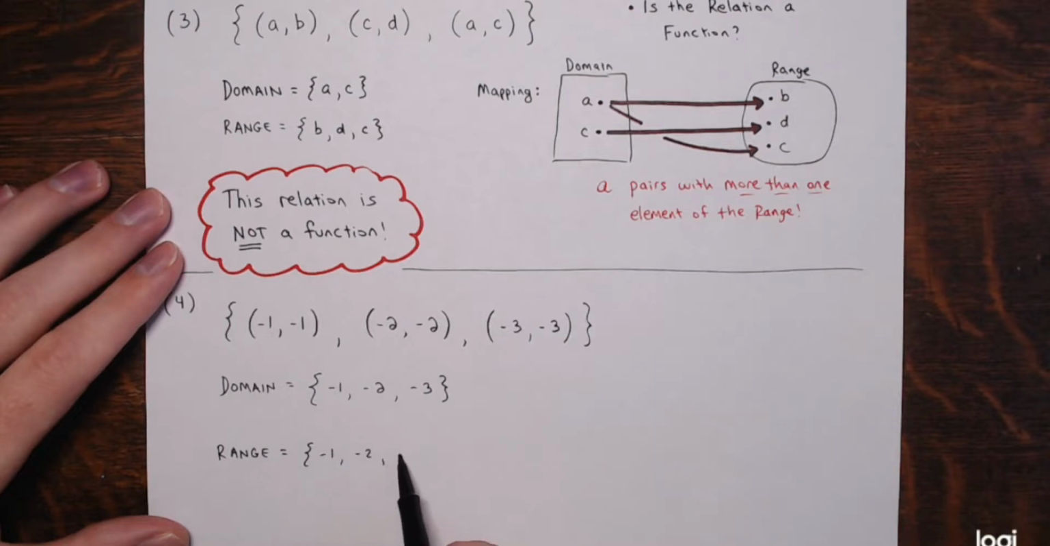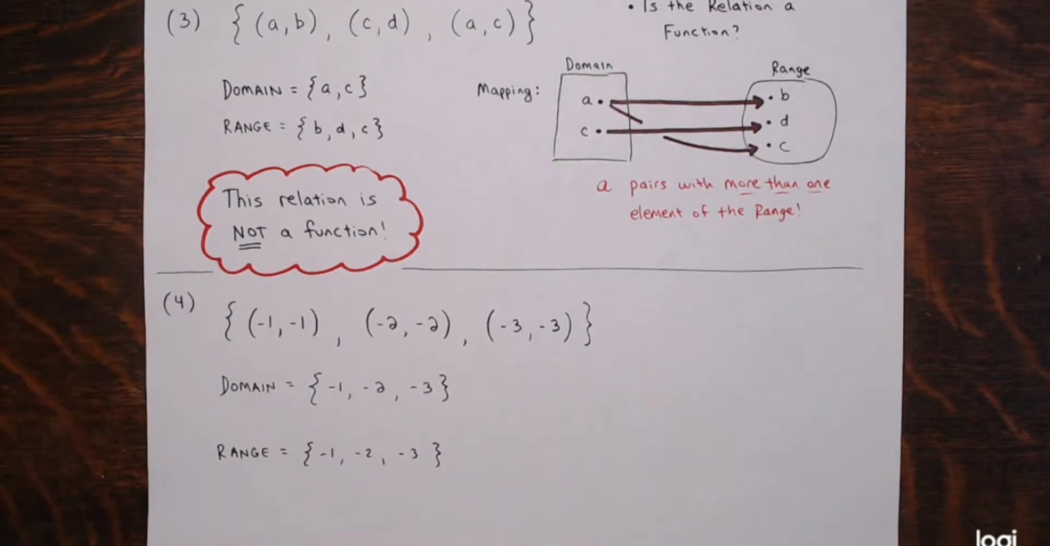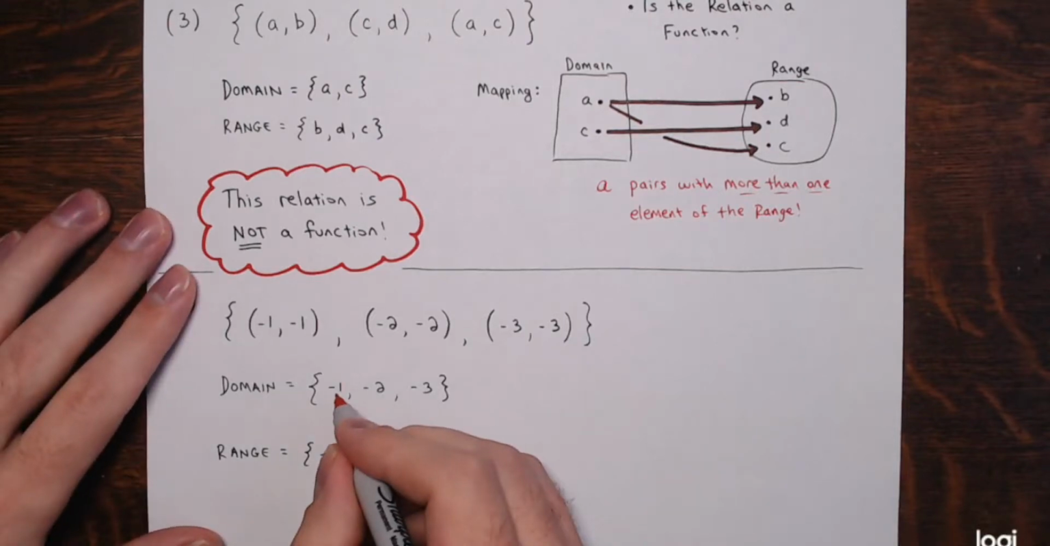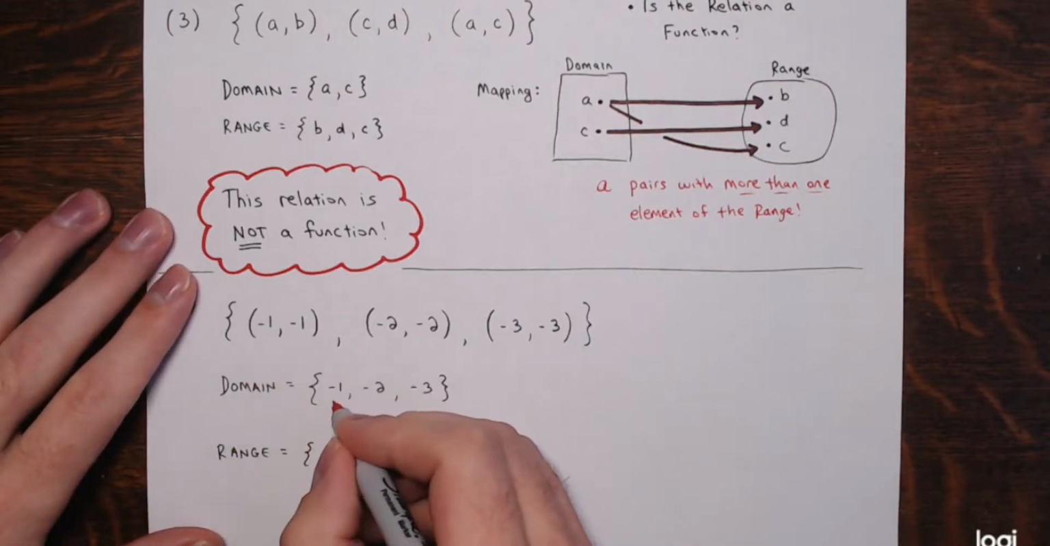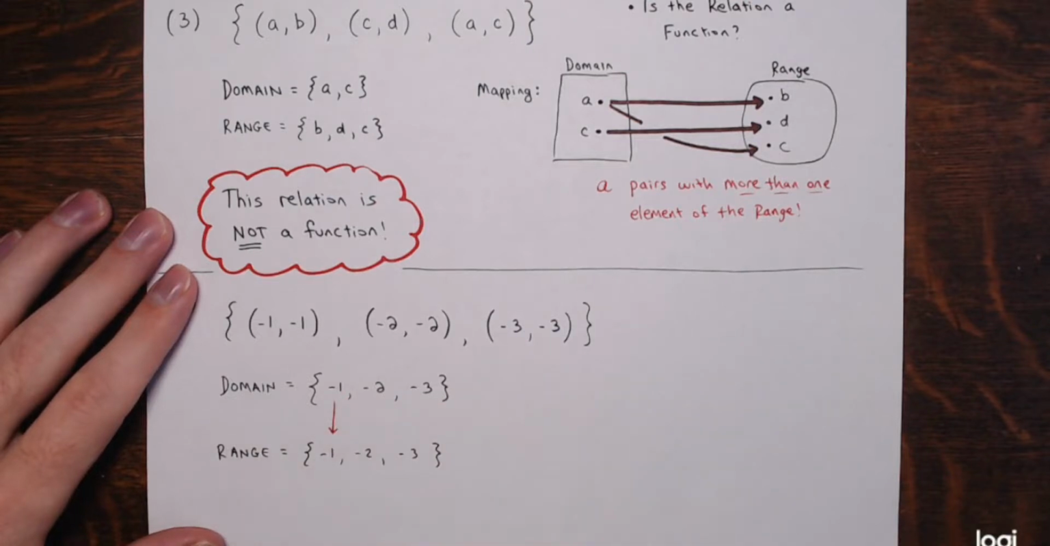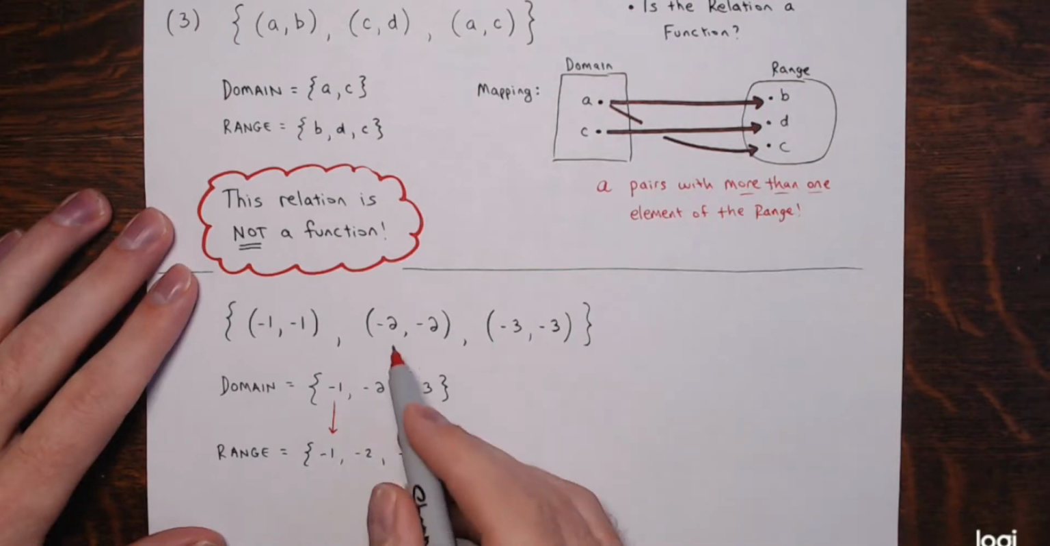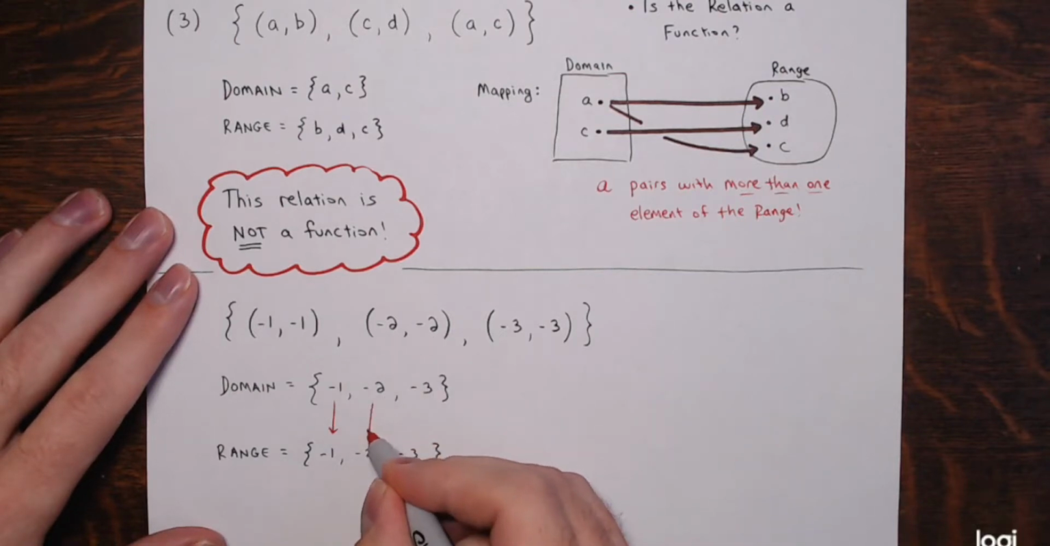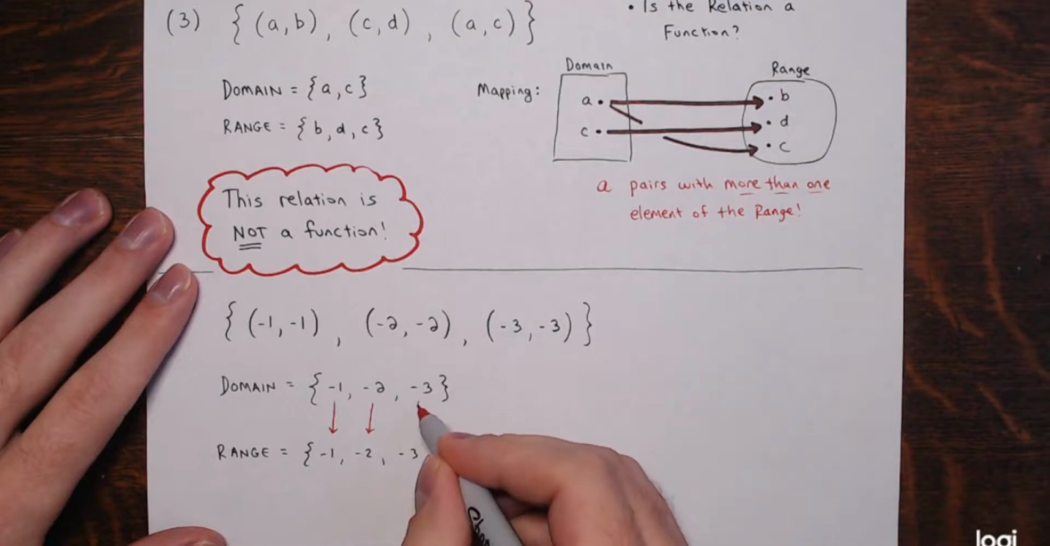And if you spread them out a little bit, you could make a little arrow diagram here. -1 pairs with -1. Right? -1 from the domain pairs with -1 from the range. So I'm just doing a mapping with the sets themselves. -2 pairs with -2. -3 pairs with -3.